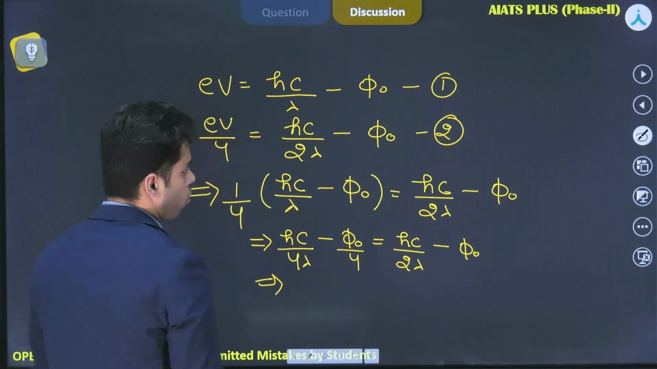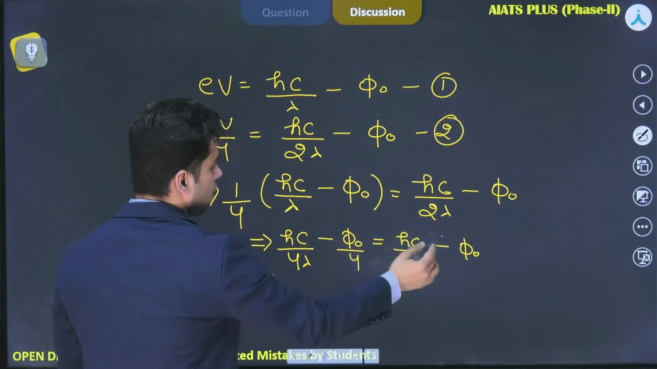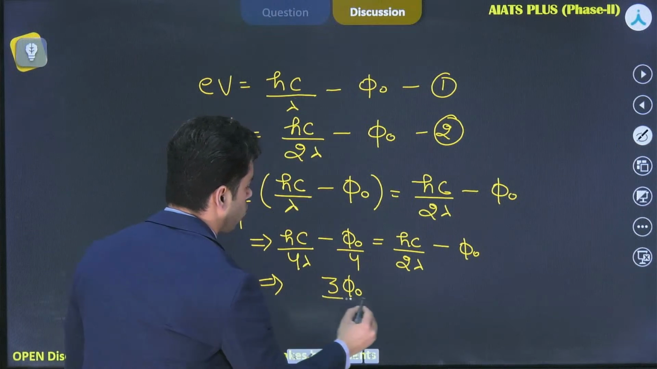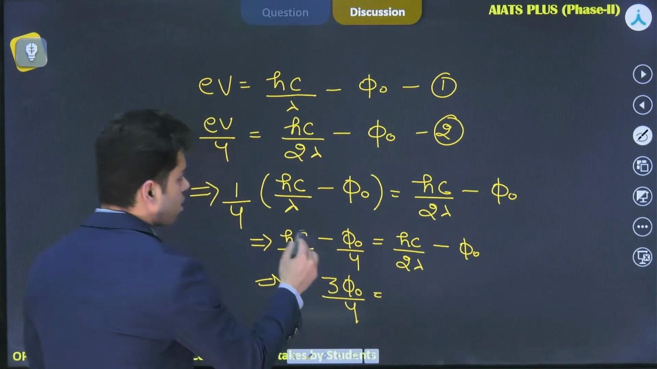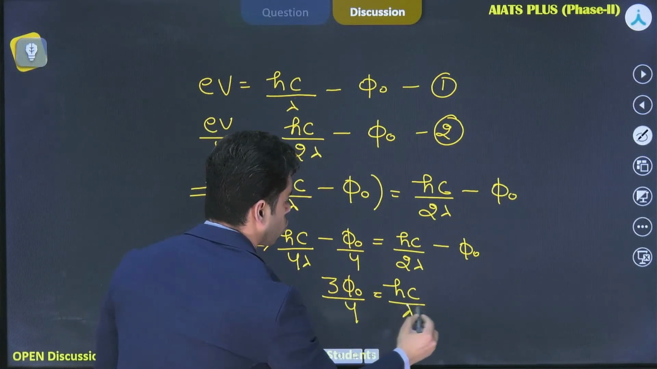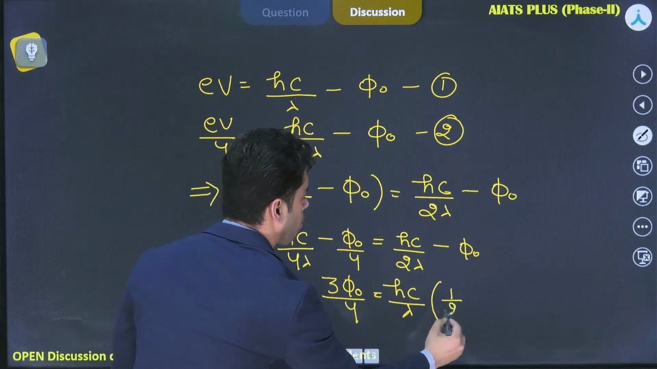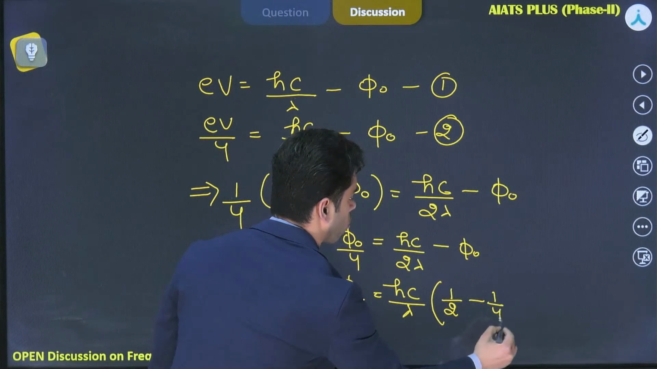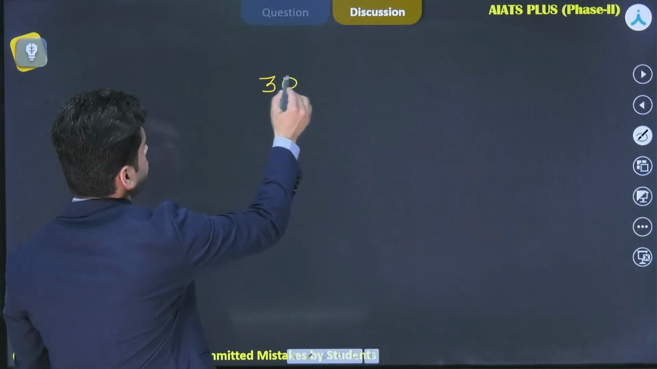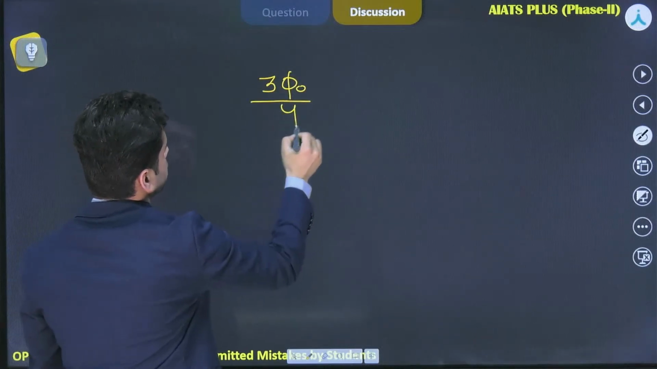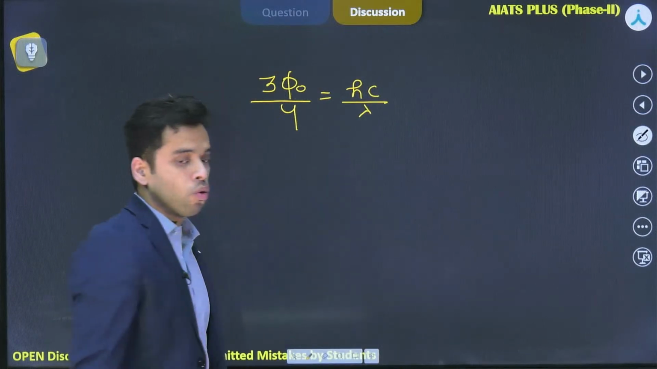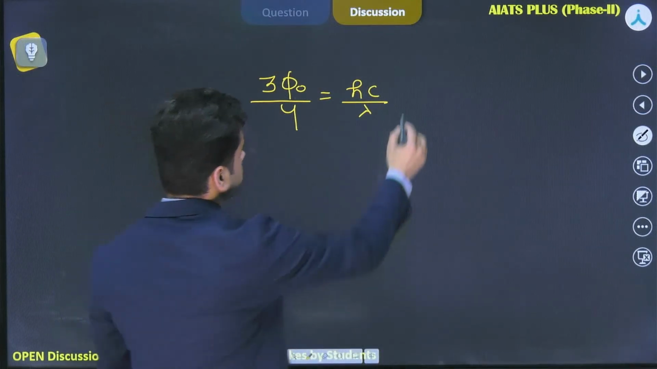Let me rearrange it for you. So phi naught will come to this side. Phi naught minus phi naught by 4 becomes 3 phi naught by 4. And this hc by 4 lambda goes to that side. If I take hc by lambda as common, it becomes 1 by 2 minus 1 by 4. Right? So from here I can write that 3 phi naught by 4 is equal to hc by lambda, and 1 by 2 minus 1 by 4 is 1 by 4.